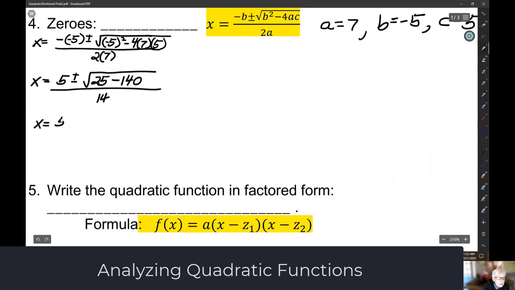So this is going to be 5 plus or minus the square root of negative 115 over 14. We can't have a negative number underneath a square root in the real number system. So we have just been drop-kicked into the complex number system. So I'm going to have x equals 5 plus or minus the square root of negative 1 times 115 over 14.